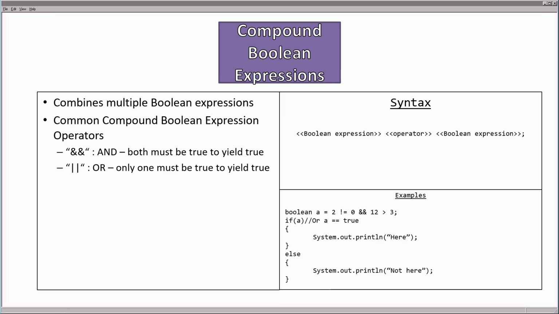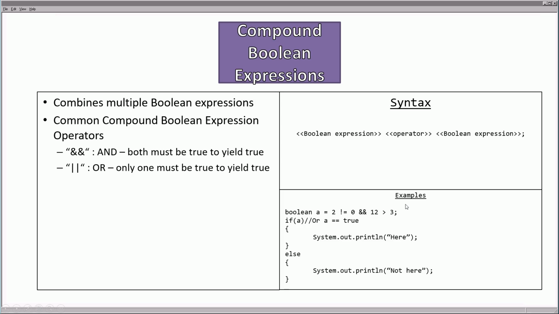Now, in the past, I've gotten a lot of questions about where you find this symbol. On most standard keyboards, it is the key that is above the Enter key. And usually you have to hit Shift and that key. So the syntax for a compound Boolean expression would be you would have one Boolean expression over here, this operator, and then another Boolean expression.